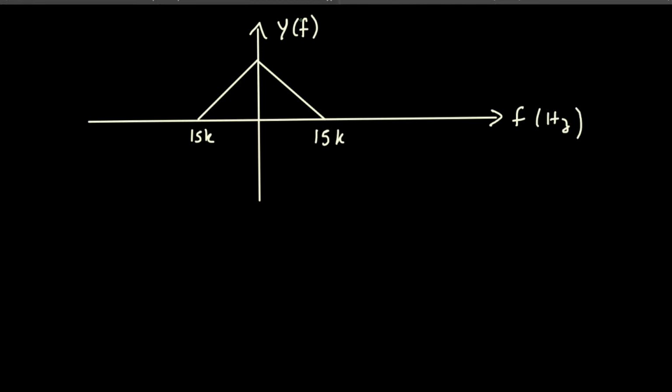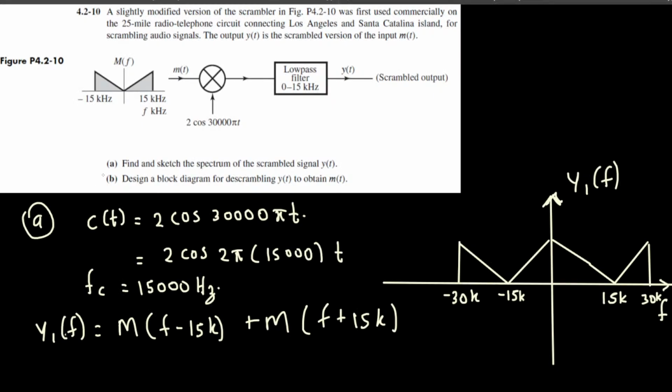Okay, that is a part. Find and sketch the spectrum of the scrambled signal y of t. That is a part. Now the next thing is we have to do the B part. B part is asking to design the block diagram for descrambling y of t to obtain m of t.